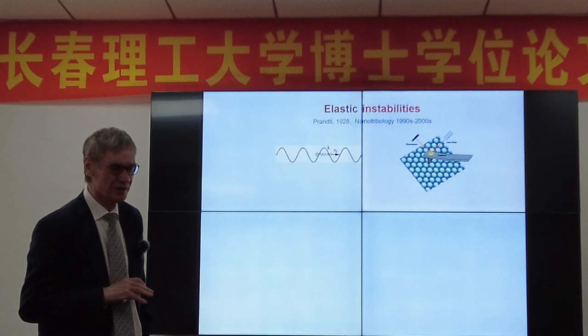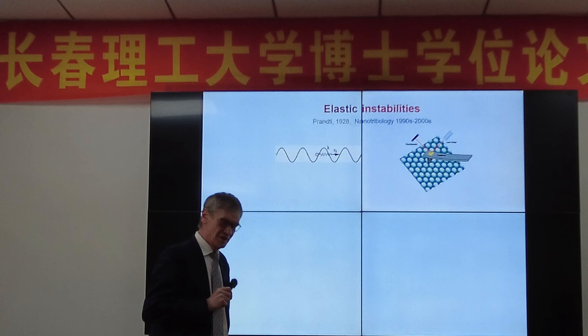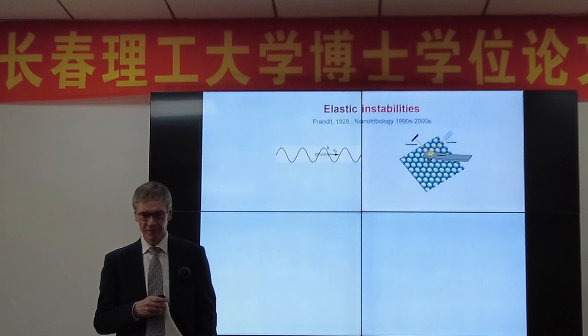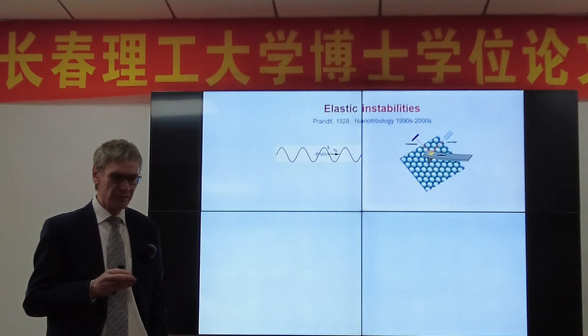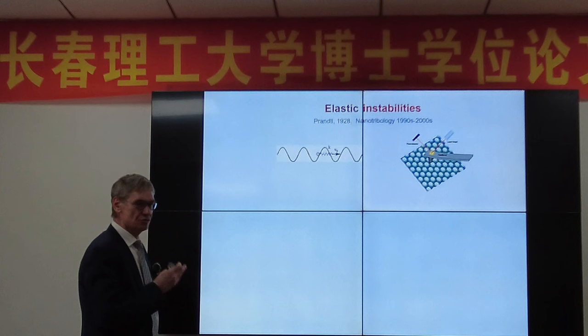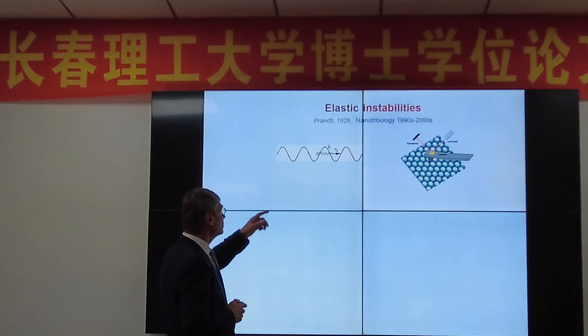The role of jumps in energy dissipation and in friction was analyzed first by Ludwig Prandtl in 1928. Ludwig Prandtl is best known for his hydrodynamic and aerodynamic works. He contributed very much to aerodynamics. But he also wrote this paper, where he considered a body moving in a periodic potential. It is moved with a spring.